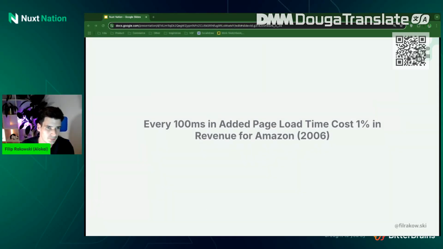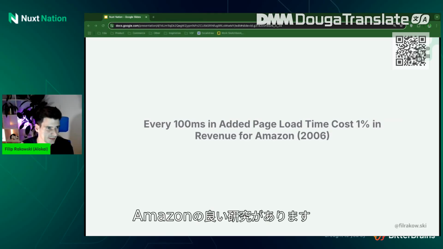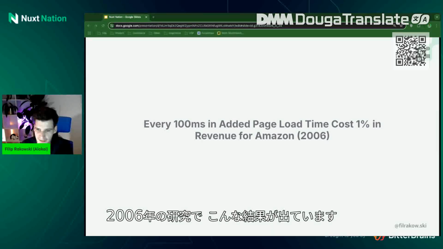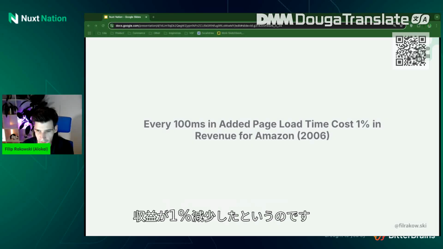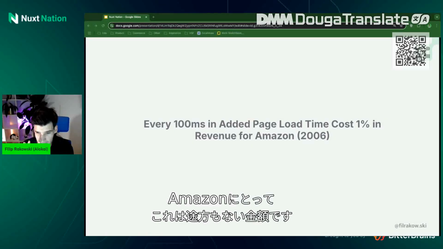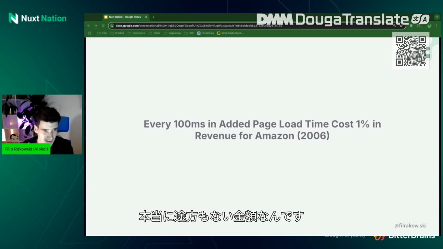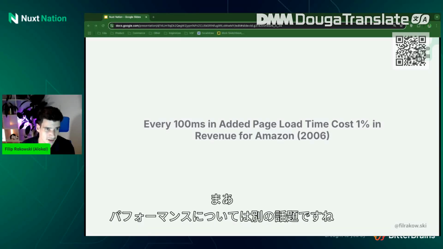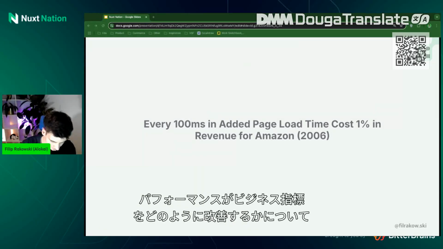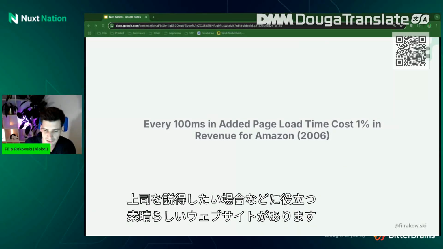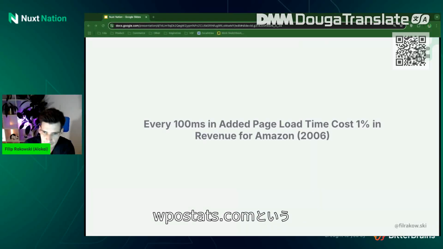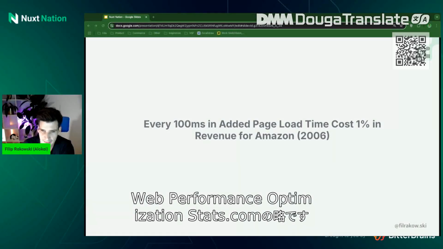And by the way, there is a good study from Amazon. It's from 2006 and showed that every 100 milliseconds added to the page load cost them 1% in revenue. And for Amazon, this is insane money. Okay, but that's a different topic about web performance. By the way, if you would like to learn a little more stats about how performance improves business metrics, because maybe you want to convince your boss to do this, there is a wonderful website called WPO-stats.com, which stands for Web Performance Optimization Stats.